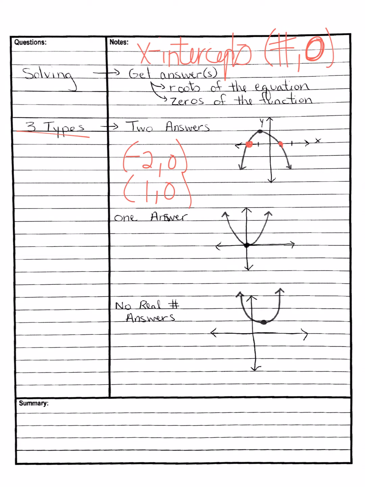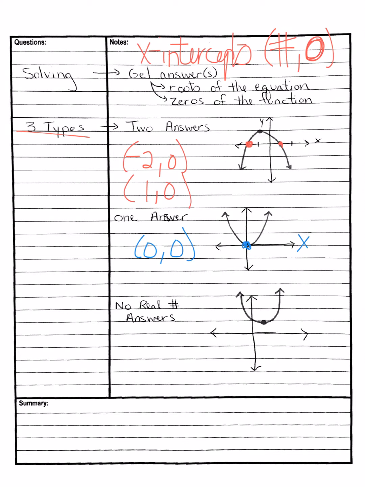We also can have our parabola graphed where it only gives us 1 answer. That means that your vertex is actually on the x-axis, and it's also your answer. This one would be (0, 0). 1 answer. And then we have our third type that we can get.